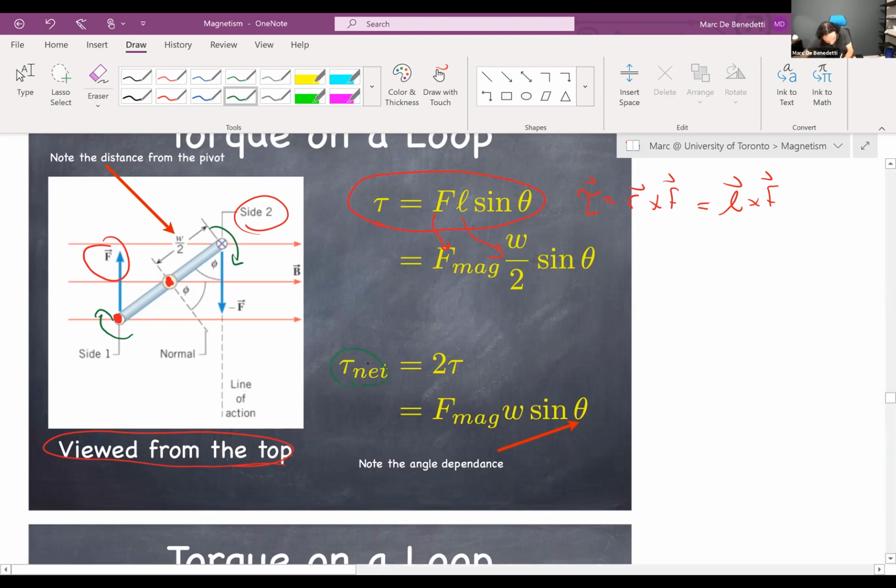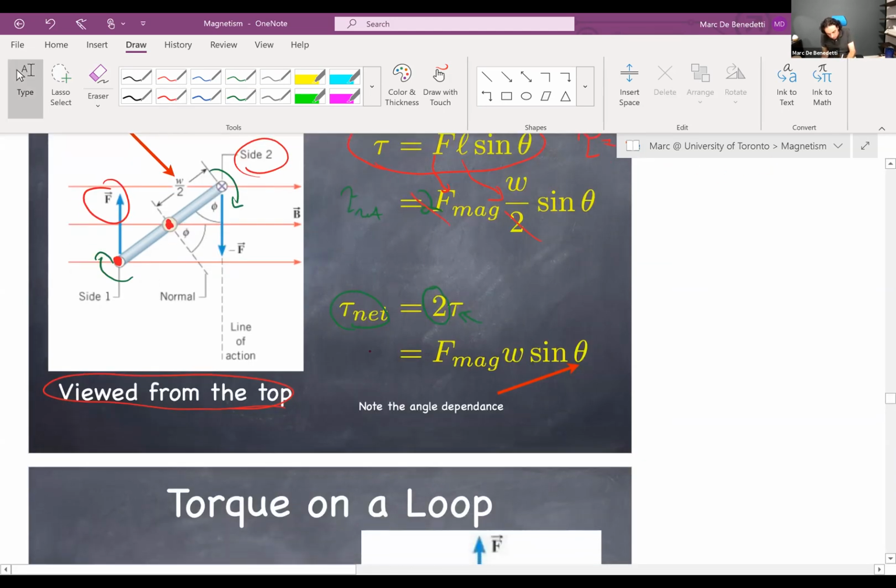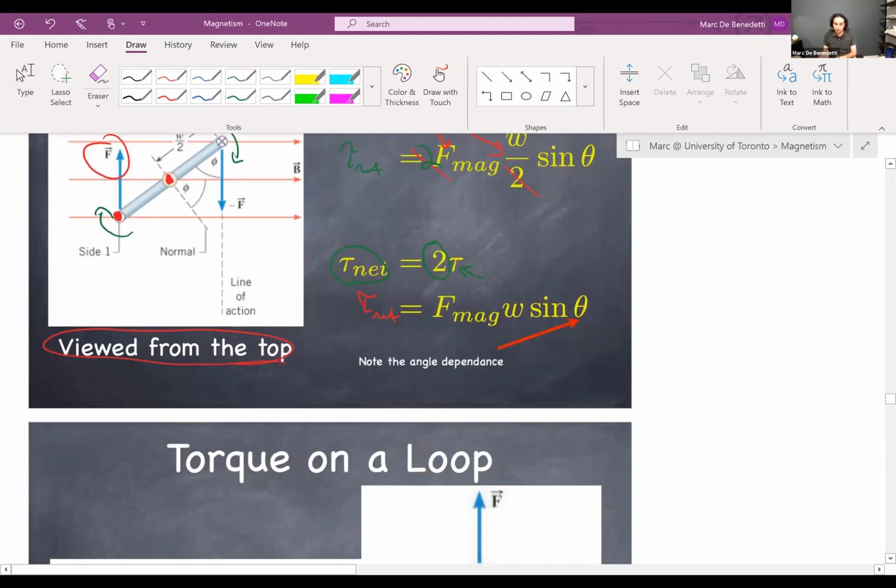So the net torque is actually 2 times the individual torque. So torque net is going to be 2 times, and you see here that the 2's will cancel. So overall, the net torque is simply F magnetic W sine theta. Now, what is F magnetic? F magnetic is going to be ILB, where L itself is the height of the loop, or the length.